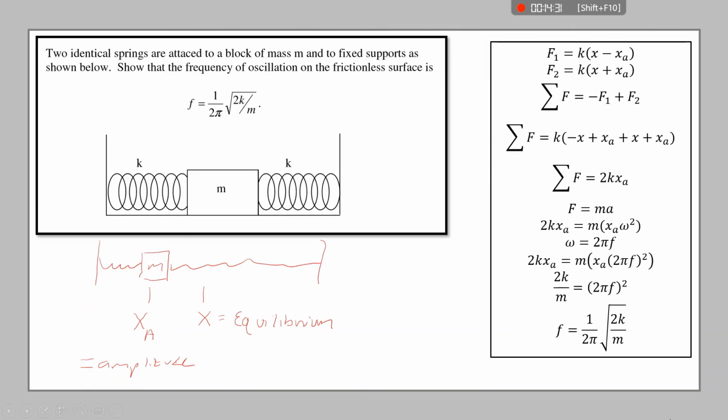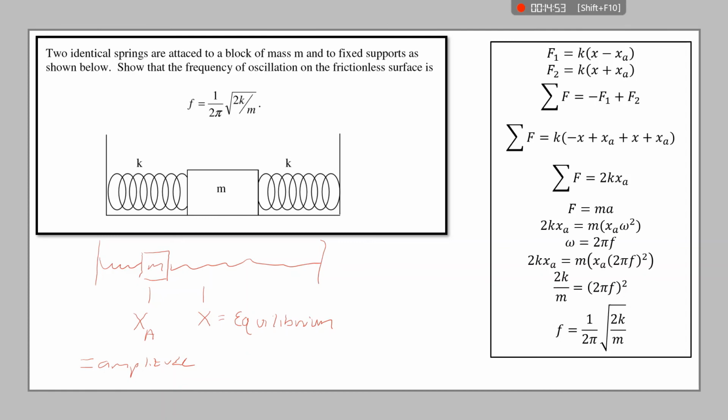And the last one. So we've got 2 identical springs that are attached to a block of mass m. I want to show that the frequency is 1 over 2 pi root 2k over m. So I'm going to call the center point x for equilibrium, and I'm going to subscript xa for amplitude.